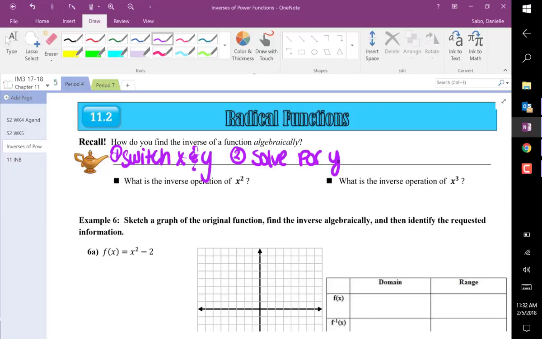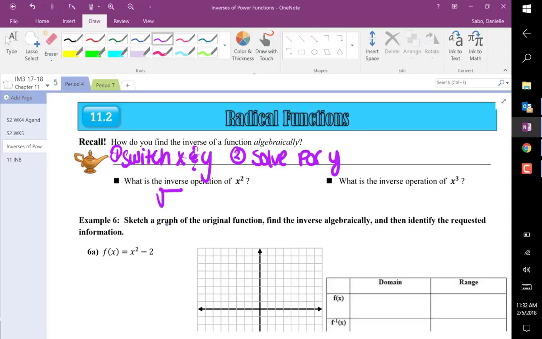Okay. So what is the inverse operation of x squared? Which means, what would I have to do to get rid of that x squared, just to get x alone? What is the opposite of squaring something? Does anyone know? I'm not sure if you ever went over this. Square root, okay? So the inverse operation is the square root. So I'm just going to put that there for you guys to know.